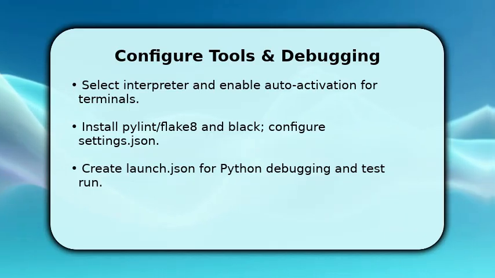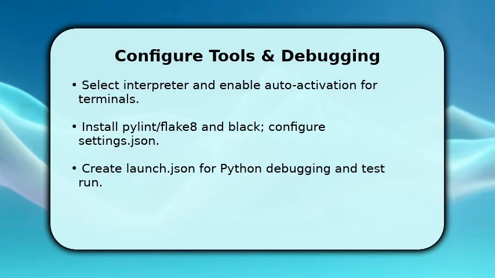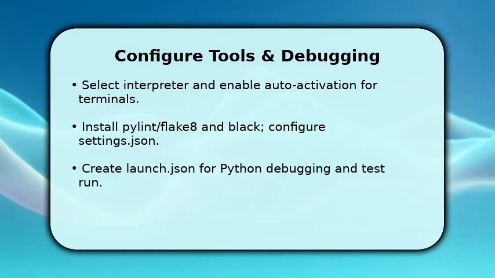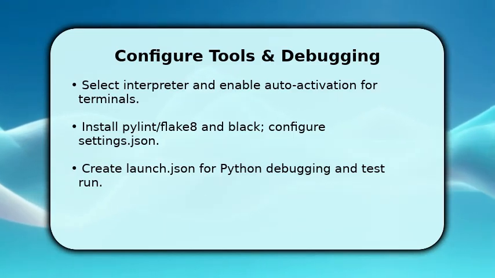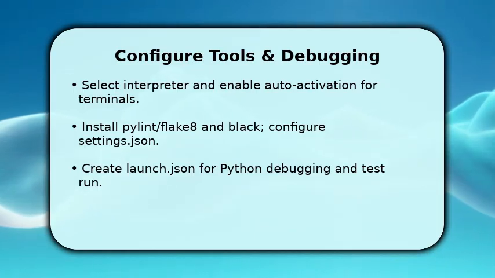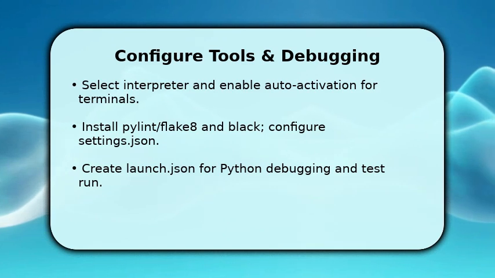Install tools like Pylint or Flake8 plus Black and set them in settings.json for formatting on save. Create or update launch.json to include a debug configuration for current file, module, or PyTest. Once configured, run and step through code to verify breakpoints, variable inspection, and integrated console behavior.